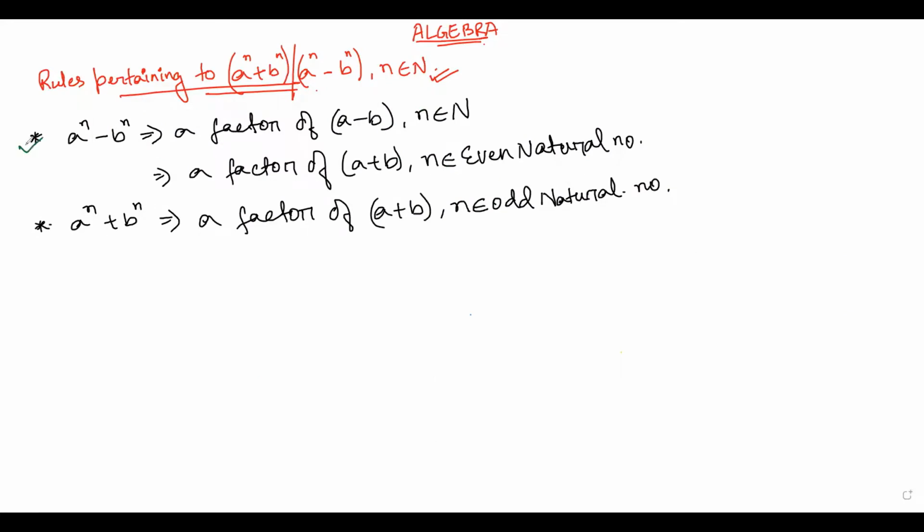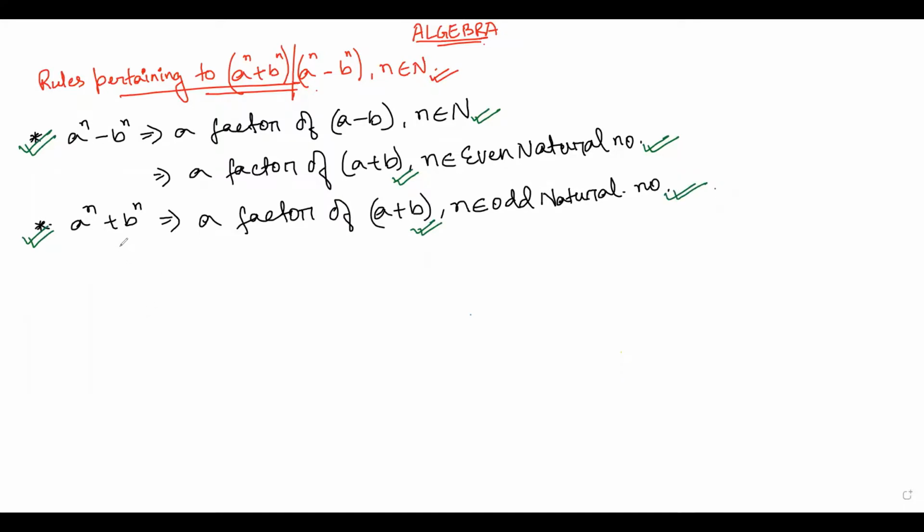So a raised to power n minus b raised to power n always has a factor of a minus b irrespective of whether n is an even or odd natural number, and it has a factor of a plus b only when n is an even natural number. Whereas a raised to power n plus b raised to power n has a factor of a plus b only when n is an odd natural number.